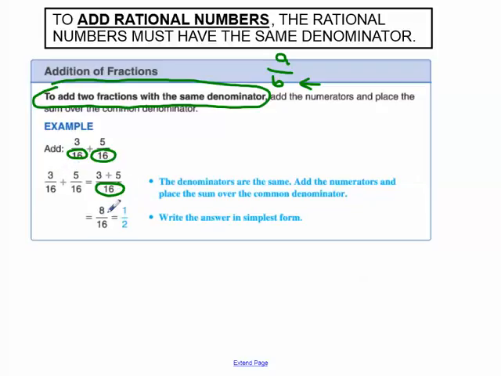Whether we're multiplying, adding, subtracting, or dividing, we always look to say, does our answer need to be simplified? Yes, we need to simplify our 8/16. We could say it's 8 times 1 over 8 times 2, and the 8s cancel out, and 1/2 becomes our answer. So if we've got the same denominator, we just add the numerators, keep the denominator, move on, and then try to simplify.